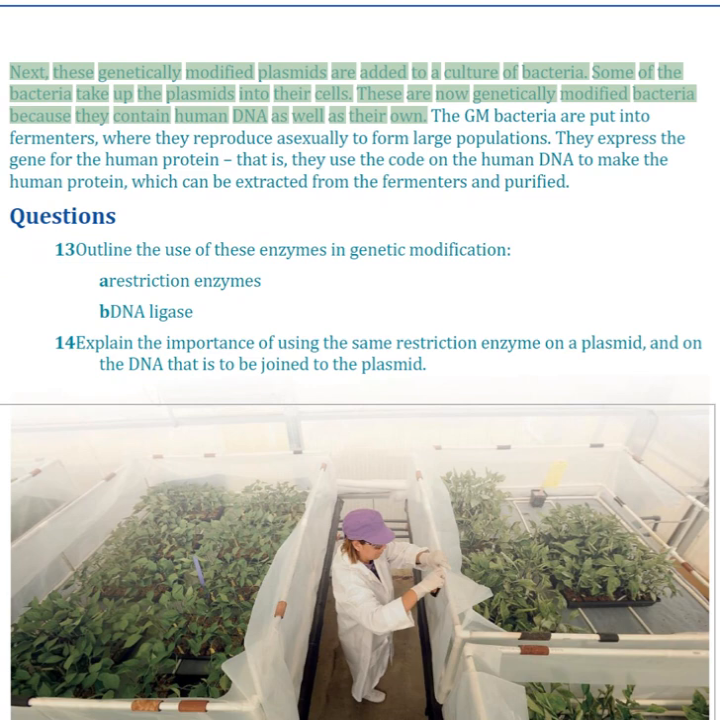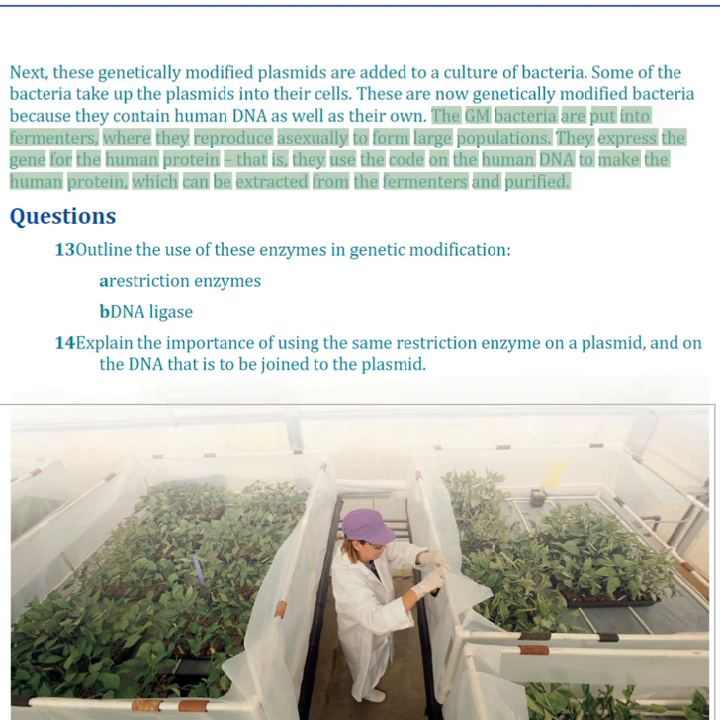Next, these genetically modified plasmids are added to a culture of bacteria. Some of the bacteria take up the plasmids into their cells. These are now genetically modified bacteria because they contain human DNA as well as their own. The GM bacteria are put into fermenters where they reproduce asexually to form large populations. They express the gene for the human protein, that is, they use the code on the human DNA to make the human protein, which can be extracted from the fermenters and purified.